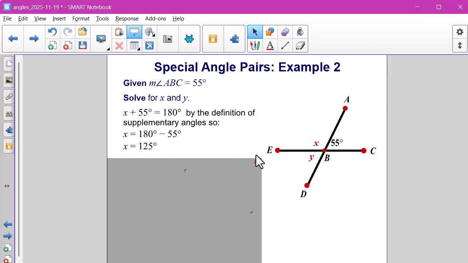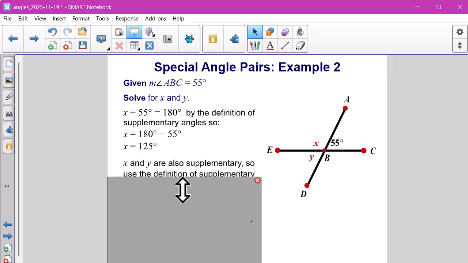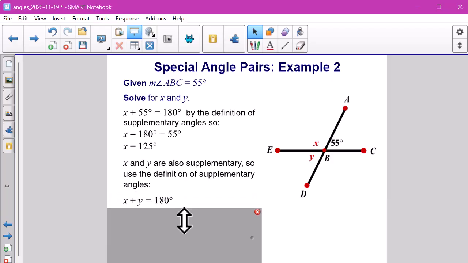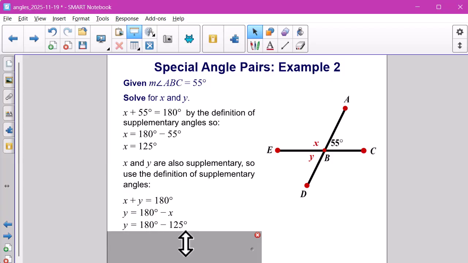We can use the same logic and reasoning to figure out the value of y because x and y are also supplementary angles. So by the definition of supplementary angles, we have that x plus y equals 180. If we solve for y, we would subtract x from both sides, giving us that y is equal to 180 degrees minus x. Now let's substitute the 125 degrees in that we found. And then when we subtract these two values, we get that y is equal to 55 degrees.